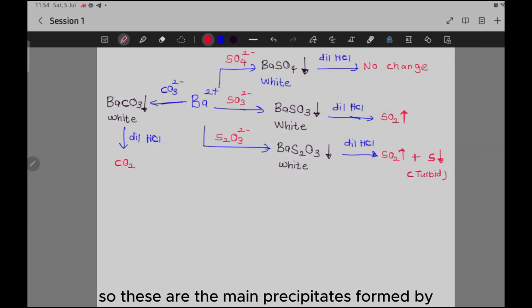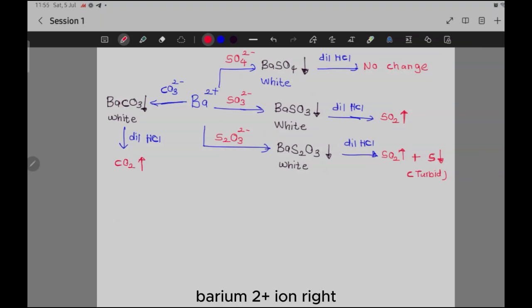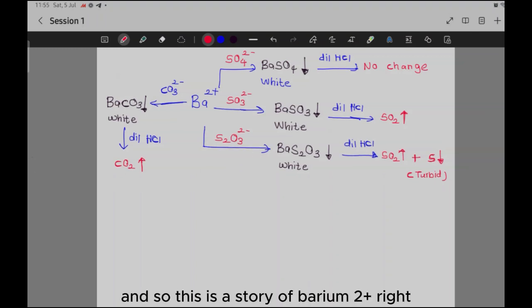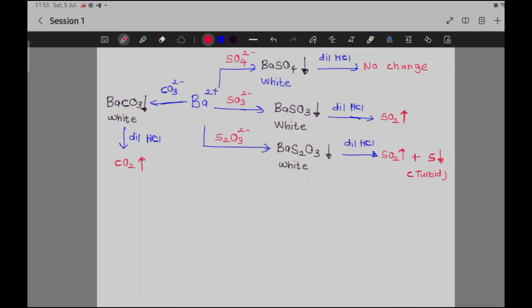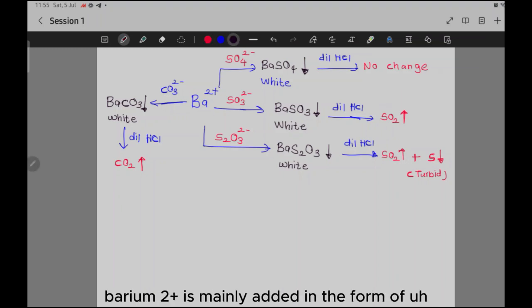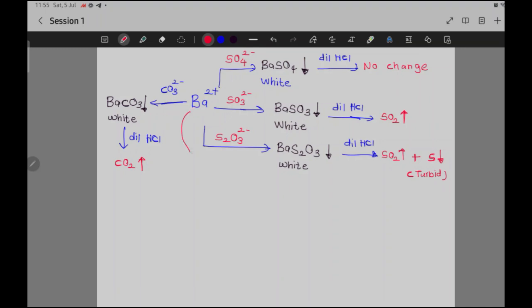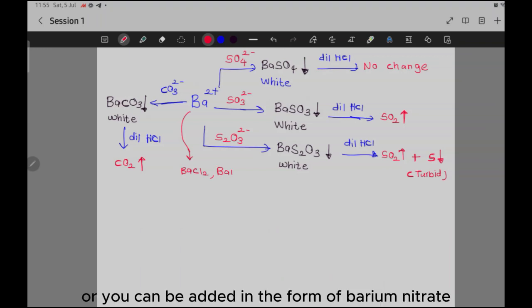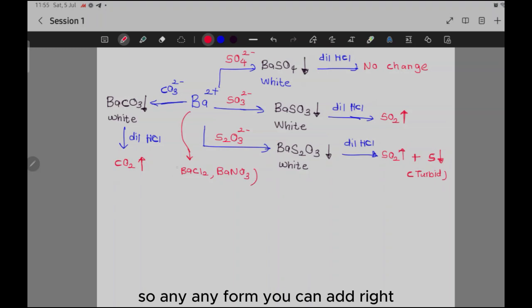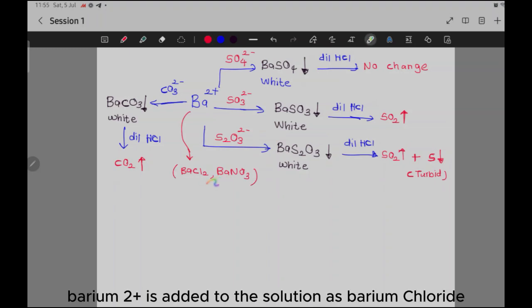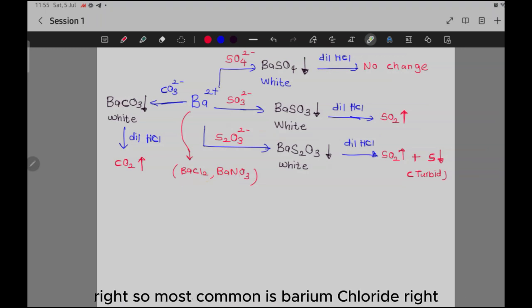So these are the main precipitates formed by barium 2 plus ion. So this is the story of barium 2 plus. Barium 2 plus is mainly added in the form of barium chloride, or it can be added in the form of barium nitrate. Mostly it is added to the solution as barium chloride, so this is the note for barium 2 plus ion.